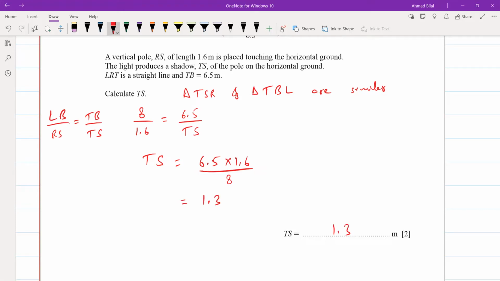Okay. All right. So let's look at the next one.